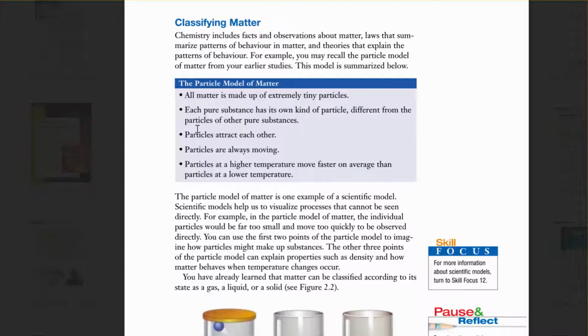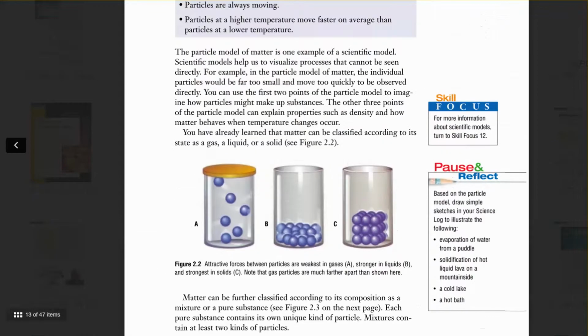Second one, each pure substance has its own kind of particle. So that's almost a given too, right? Like gold is its own type of particle. It seems pretty obvious to us now, but it wasn't so obvious back then when this was first proposed. Particles attract each other. Particles are always moving, and particles at higher temperature move faster on average than particles at lower temperature.